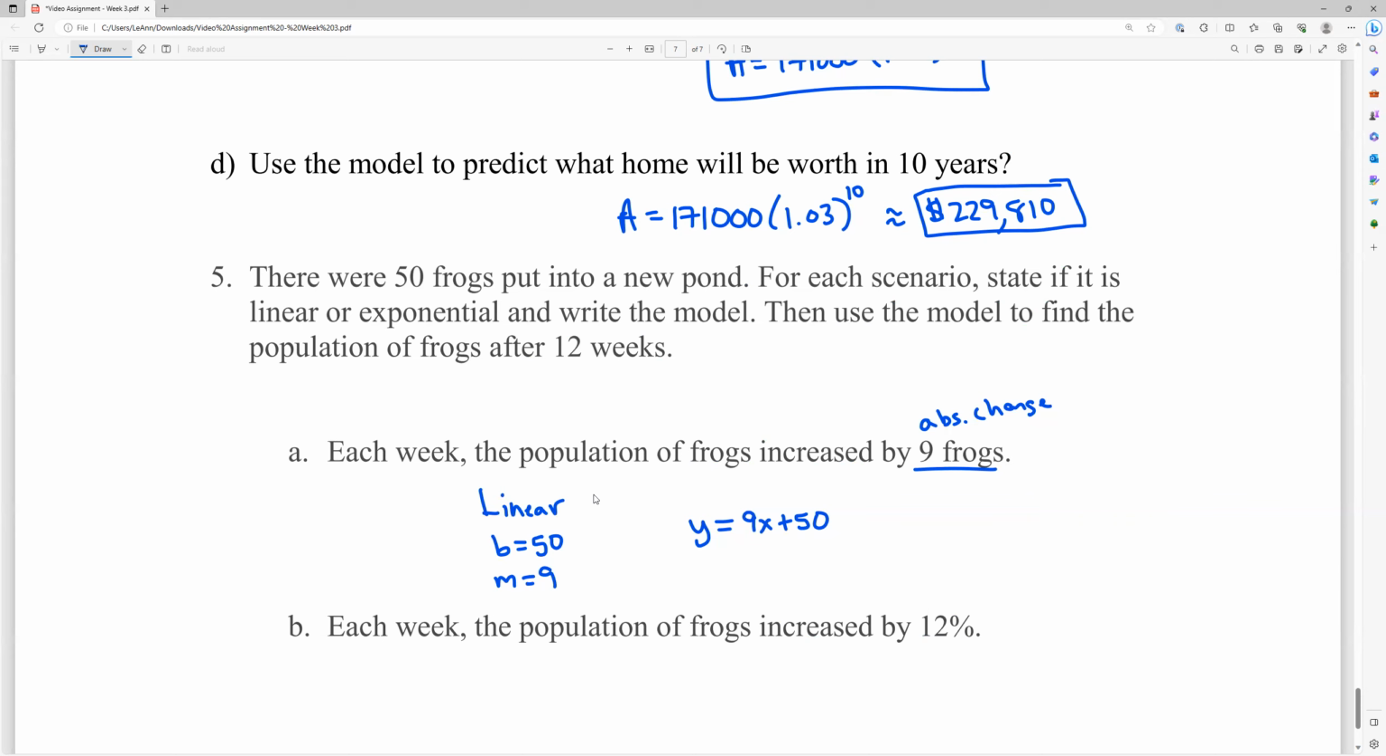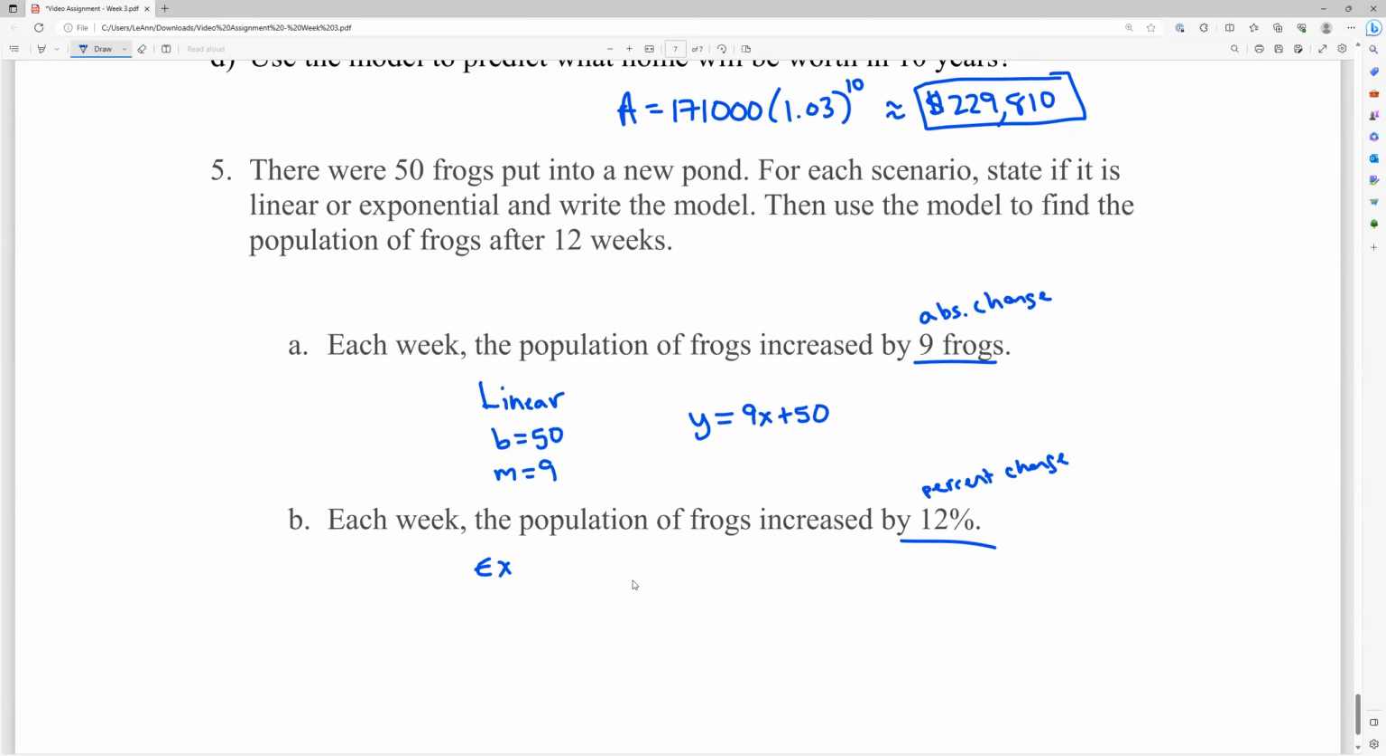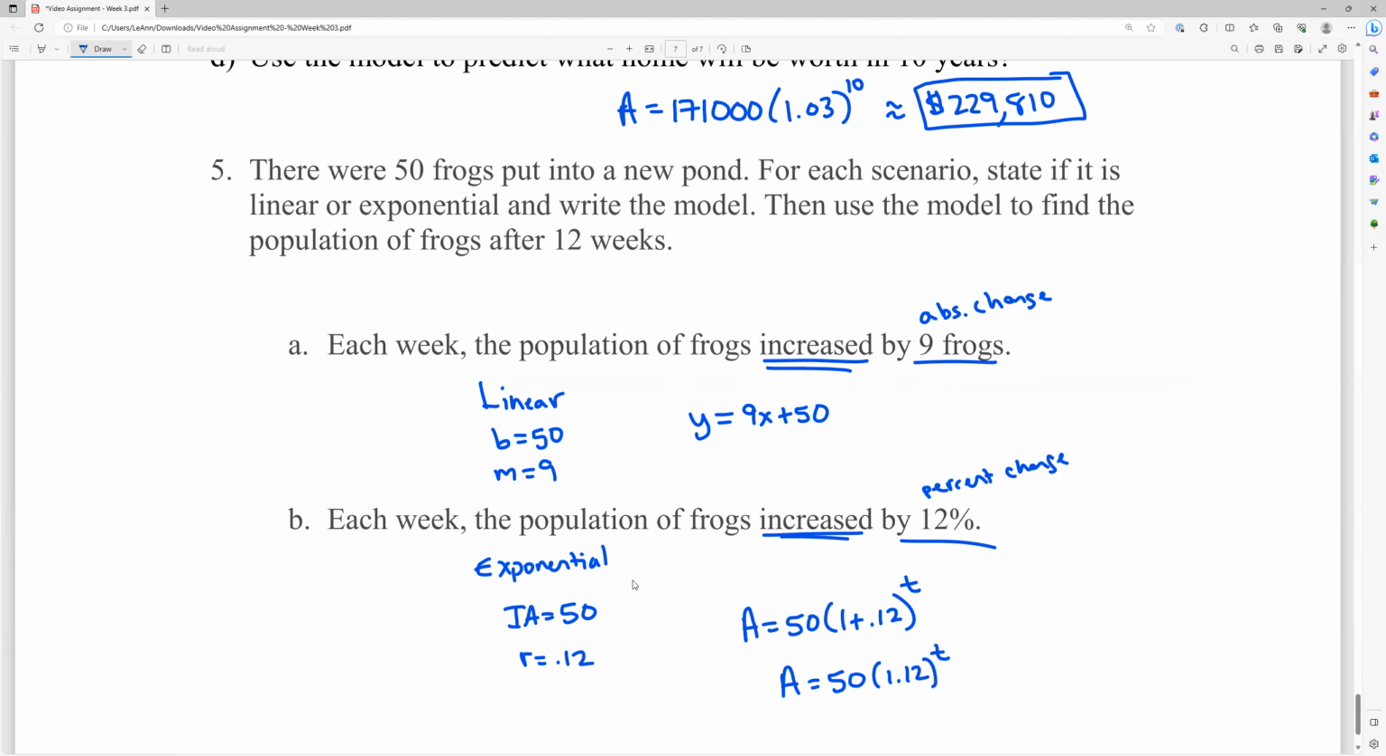So there's that one. The second scenario says each week the population of frogs increased by 12%. Notice this is a percent change, not an absolute change. Or you could say relative change if you think about it in its decimal form. So we're going to be using an exponential model here. And the initial amount is still 50 frogs. Our rate is going to be 0.12. And so when we plug that into our formula, initial amount of frogs, we're increasing again. That's also important here, increase. We're going to have 1 plus 0.12 to the t, and then we'll just simplify the inside of that parentheses. Okay, so that's the formula for that.